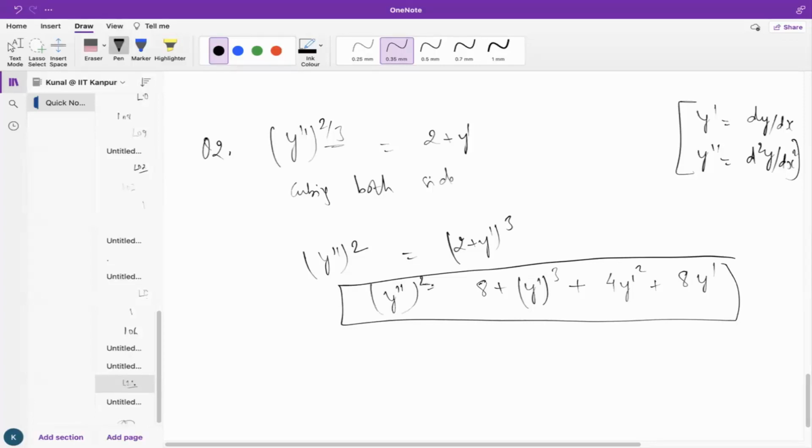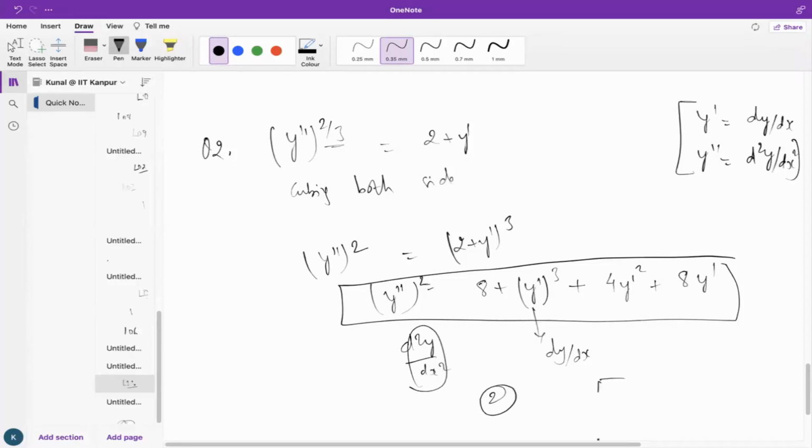So look here, what is the order of the differential equation? I am again repeating, the order of a differential equation is the order of the highest differential coefficient. Here d2y by dx2 is there, and dy by dx is also there. But we have to take the highest differential coefficient. The order is the order of the highest differential coefficient, which is equal to 2.